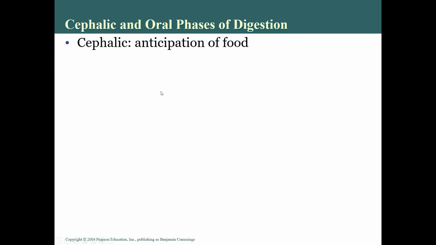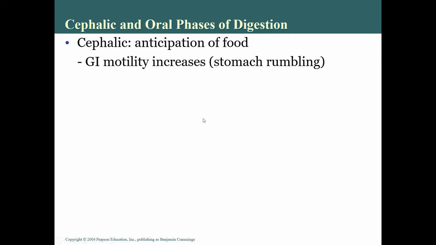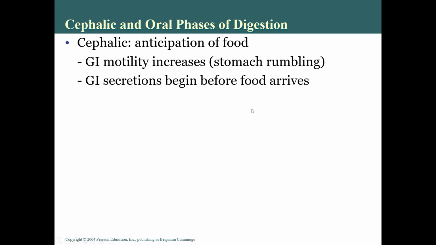Okay, cephalic and oral phases of digestion. Cephalic is the anticipation of food. What that means is when you start thinking of food or someone talks about food, you start producing saliva. That means you're preparing to digest it, and that is part of the digestive process. So when you get hungry and you start thinking about food, your stomach starts to rumble. Now, why does that happen? You start producing digestive enzymes. There's a little bit of gas in there, and you start squeezing your stomach in anticipation of eating. That's where the rumbling stomach happens.